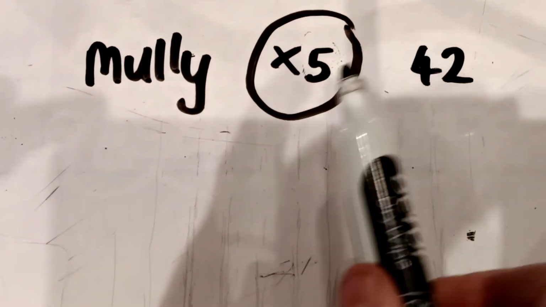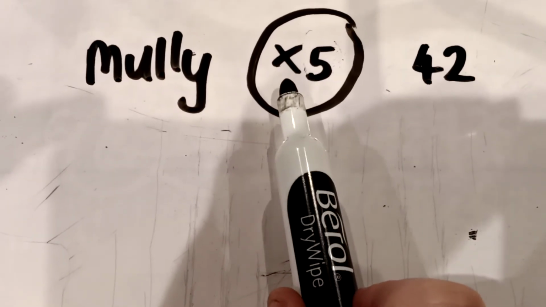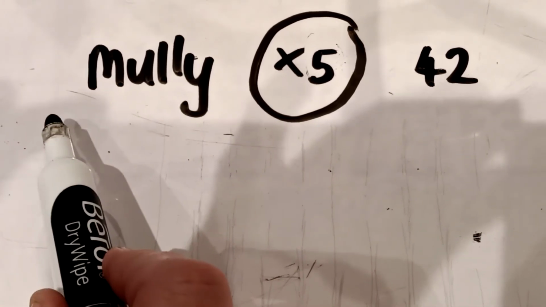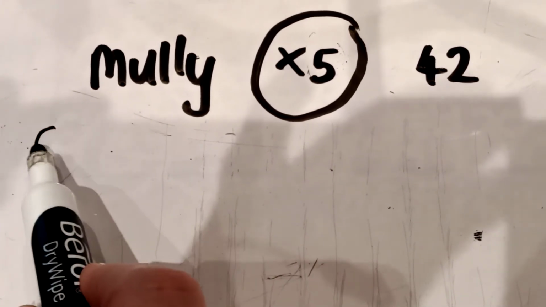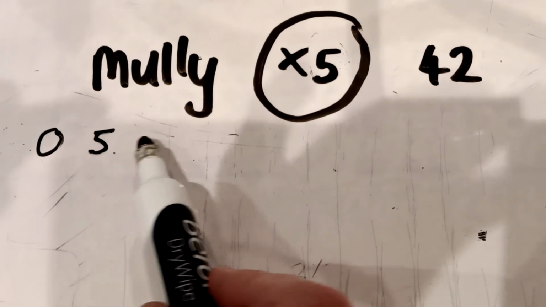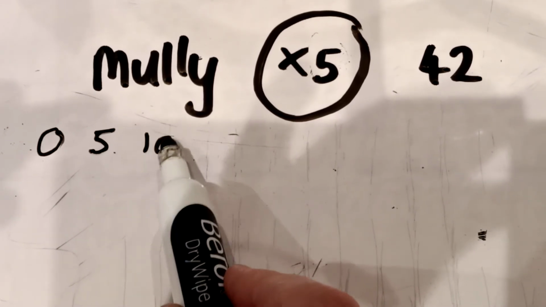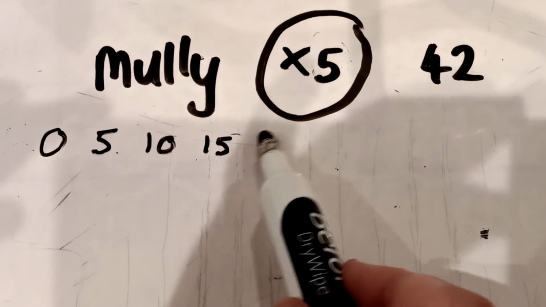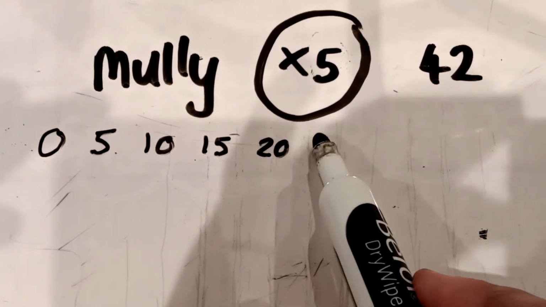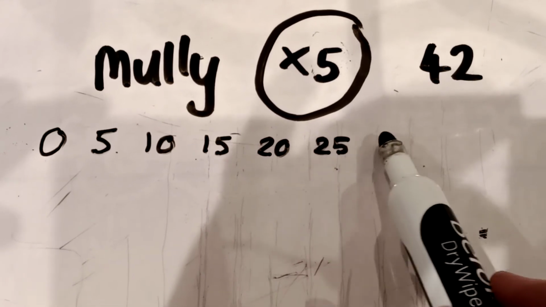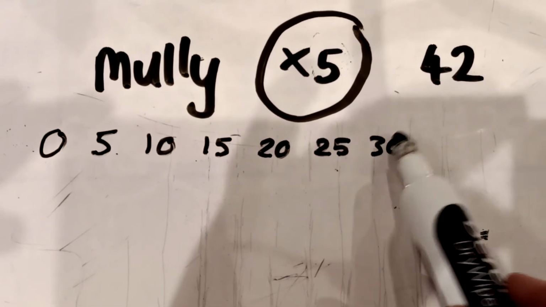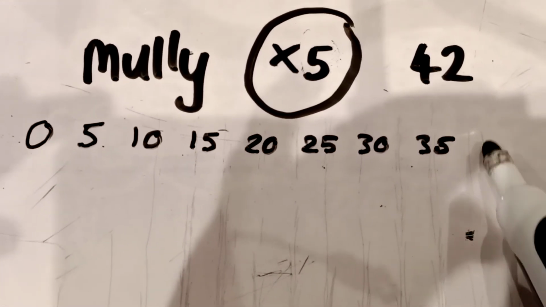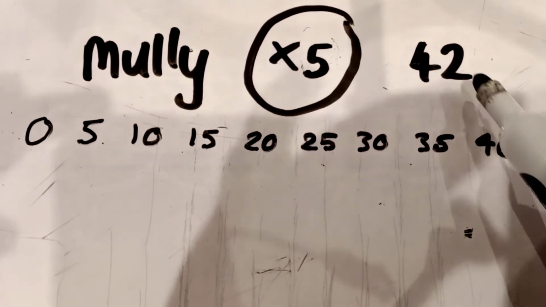So we know Mully is hiding behind a multiple of 5. So that means we've got to skip count in 5s. Here we go. 0, 5, what comes next? 10. Comes next? 15, 20, 25, 30, 35, 40. Do we need to go any more?